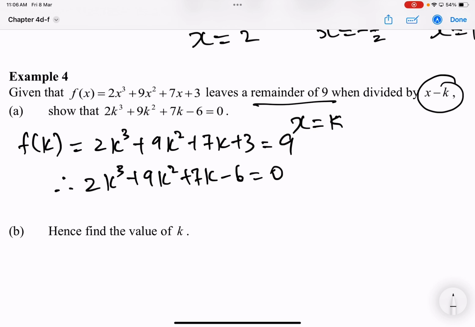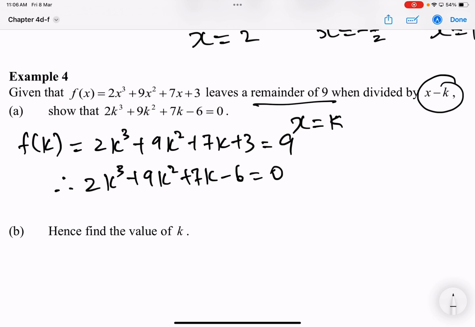This is a cubic equation. Did you learn how to solve cubic equations? No, you cannot use a calculator to solve. There is no quadratic formula or cubic formula for you to solve this thing. Actually there is, but you haven't learned it yet. You learn it in A level. But you cannot use that formula.